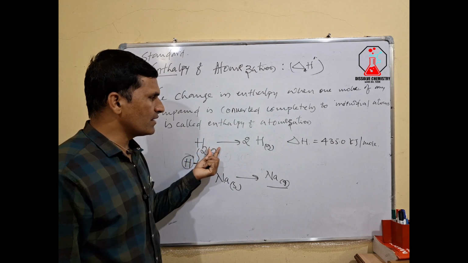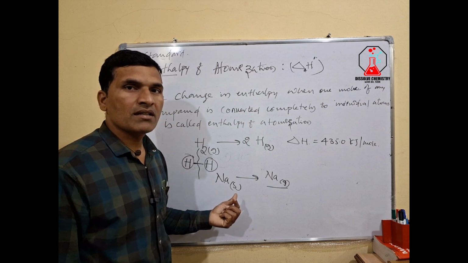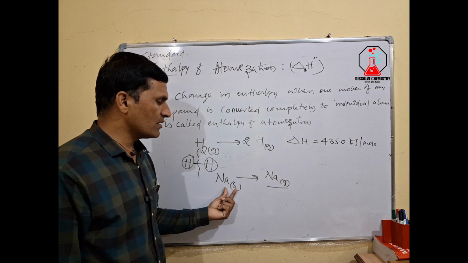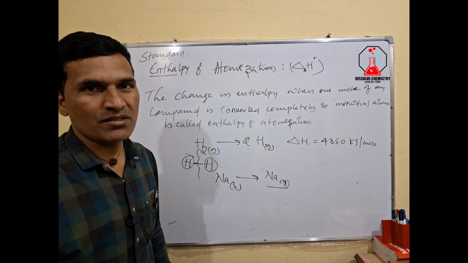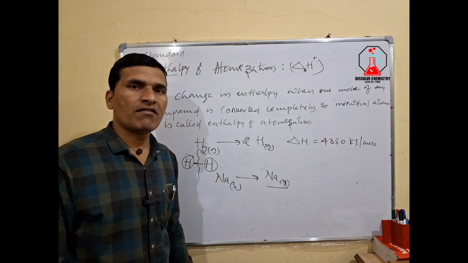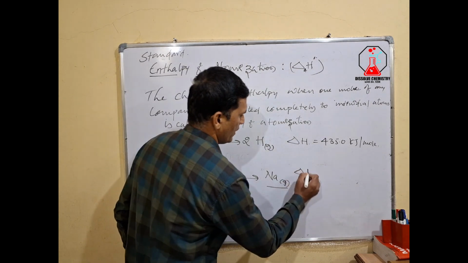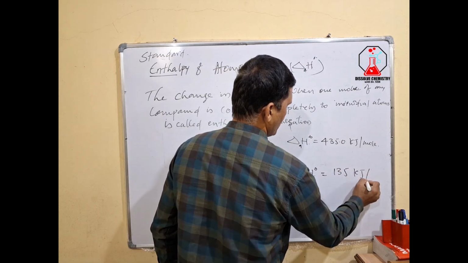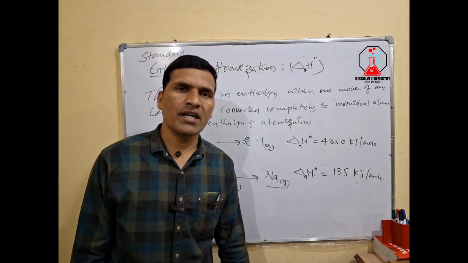In the hydrogen case, we go from gaseous state to gaseous state, breaking a covalent bond. Here we break the metallic forces and convert the sodium into gas. The change in physical state, solid to gas, is also referred to as sublimation enthalpy. It is the enthalpy of atomization, but in this case we refer to it as sublimation enthalpy, corresponding to delta H equal to 135 kilojoules per mole. So this is all about enthalpy of atomization.